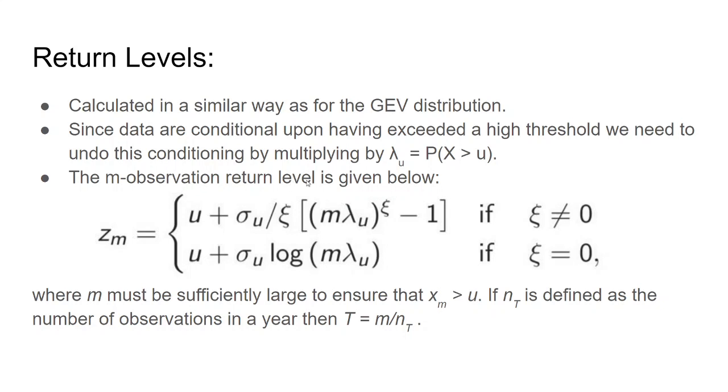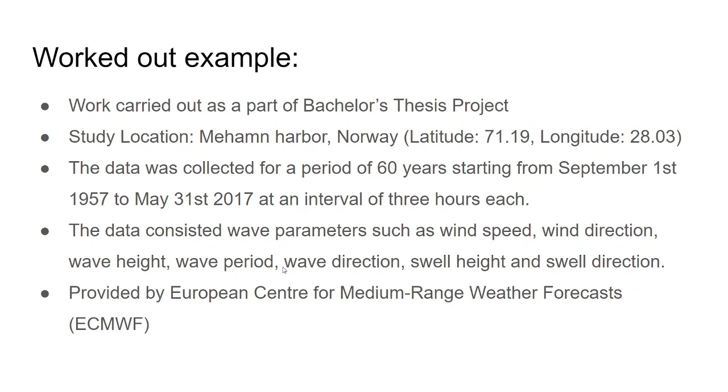So the equation goes like this: the m observation return level is given as zm equals, when epsilon is not 0, zm is given as u plus sigma u by epsilon into (m lambda u) to the power epsilon minus 1. And when epsilon equals 0, zm is given as u plus sigma u log m lambda u. So this is the theoretical part that we have discussed till now.